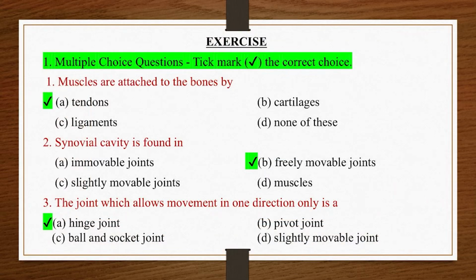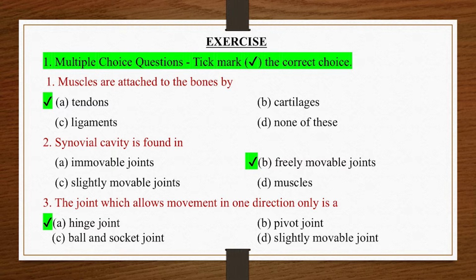Exercise 1. Multiple choice questions. Tick mark the correct choice. 1. Muscles are attached to the bones by A. Tendons, B. Cartilages, C. Ligaments, D. None of these. 2. Synovial cavity is found in A. Immovable joints, B. Freely movable joints, C. Slightly movable joints, D. Muscles.